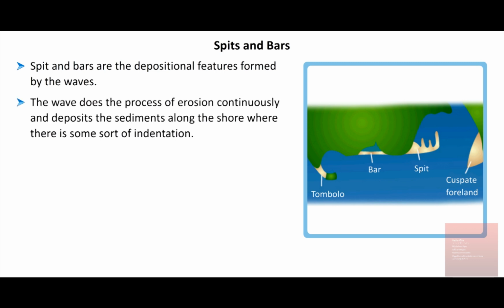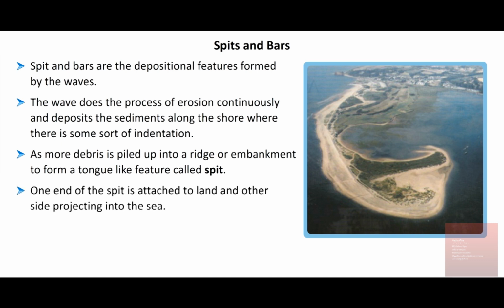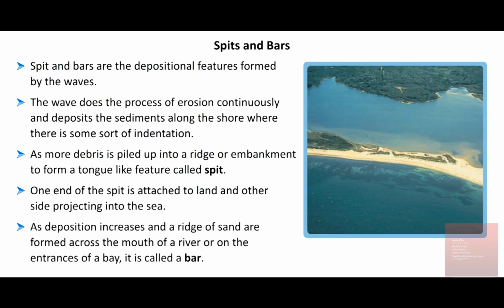The waves do the process of erosion continuously and deposit the sediments along the shore where there is some sort of indentation. As more debris is piled up into a ridge or embankment, it forms a tongue-like feature called a spit. One end of the spit is attached to the land and the other end projects into the sea. As deposition increases and a ridge of sand is formed across the mouth of a river or on the entrance of a bay, it is called a bar.